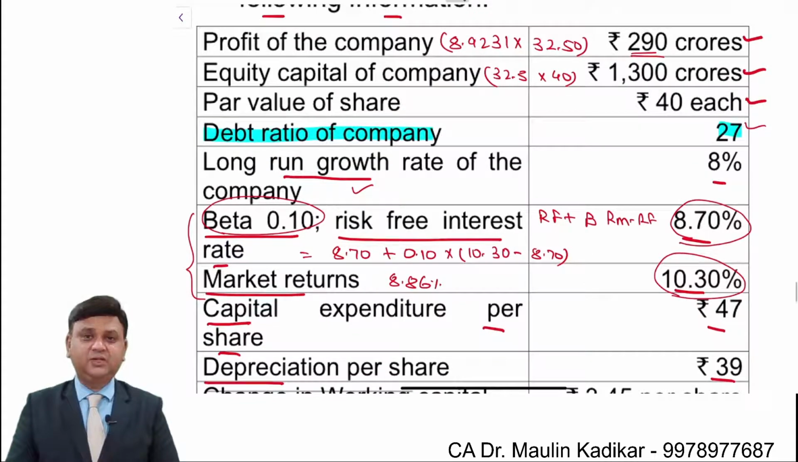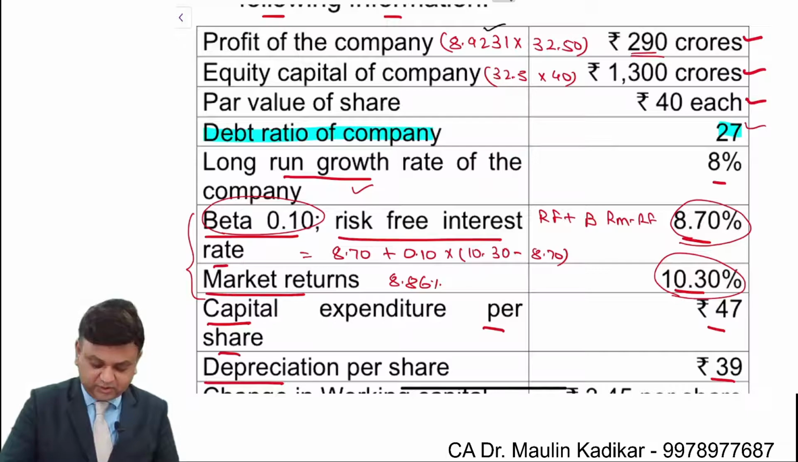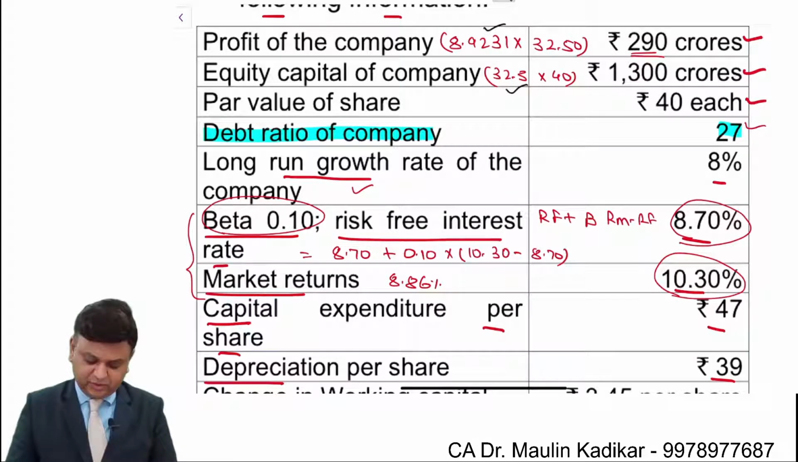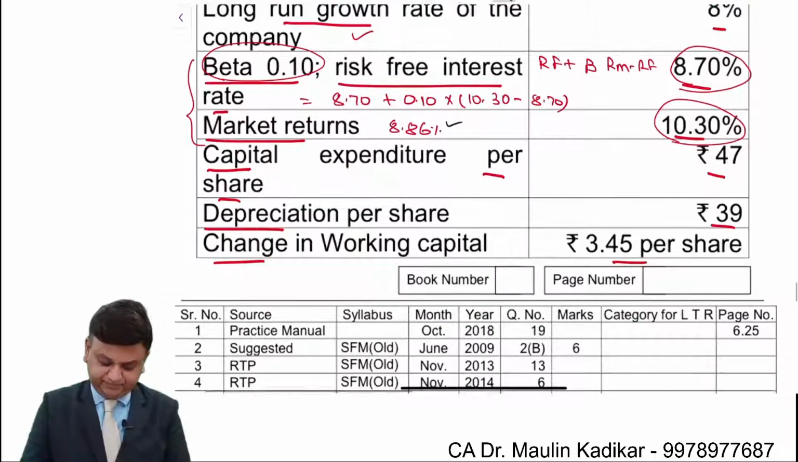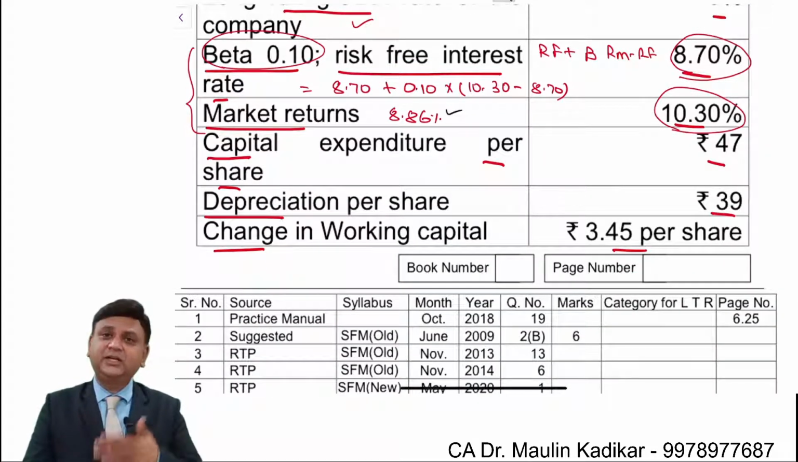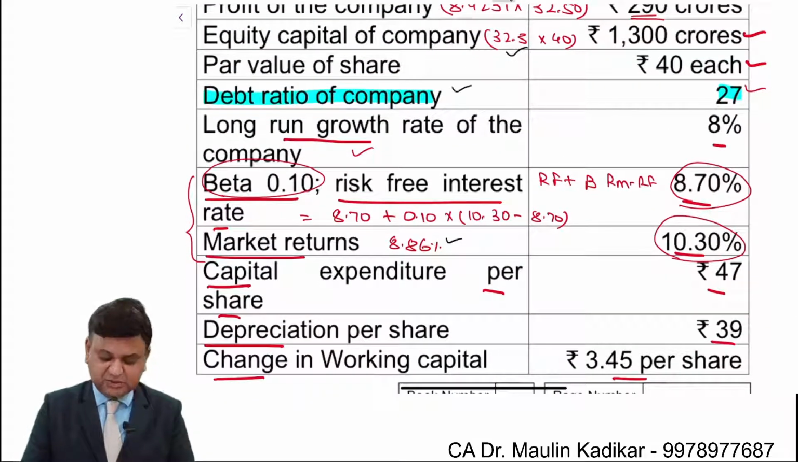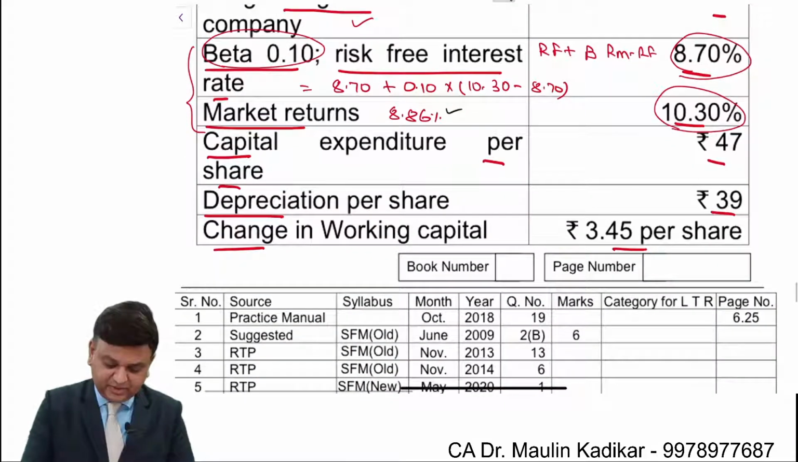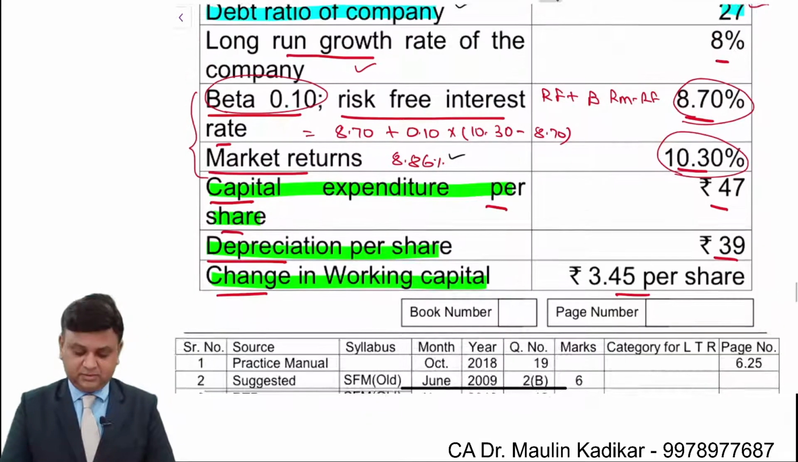See, calculation of the EPS is not something new for you. Calculation of the number of equity shares is not something new for you. Calculation of the cost of equity is also not something new for you. Now what is the new information that we have in this question? The new information is the debt ratio. New information is the capital expenditure per share. New information is the change in the working capital. New information is the depreciation per share.